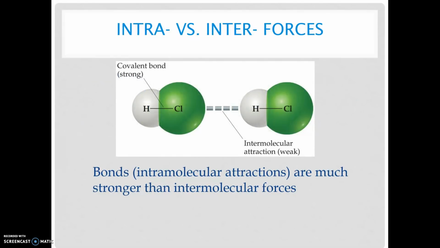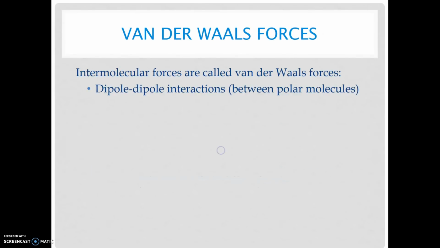Now, there's a difference between intramolecular forces and intermolecular forces. An intramolecular force is a bond. So this is your metallic, covalent, and ionic bonds. That's an intramolecular attraction or force. Those are always going to be stronger than any intermolecular forces, because in an intermolecular force, they're just attracted to each other. They're not actually sharing electrons or transferring electrons. It's just a partial charge attraction.